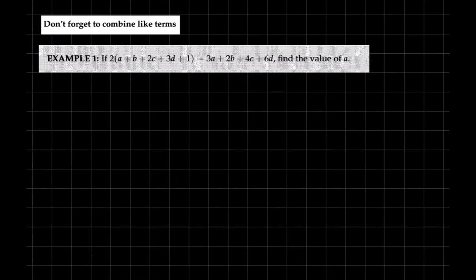Okay. Example number 1, we have this equation, and we need to find the value of A. Let's see how can we find the value of A. The first step, I will expand this brackets. I will multiply here 2 by everything inside. So 2 times A is 2A plus 2B plus 2 times 2C is 4C. 2 times 3 is 6D plus 2.